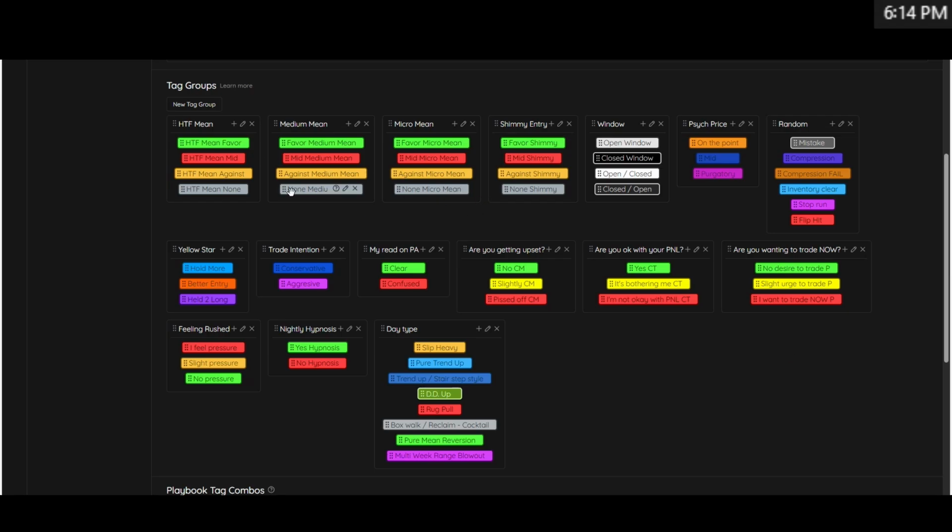I've ordered these things from technicals to management tags down to psychology. And then finally down here, these three groups are going to be the daily tag groups. Starting from up here, these three groups are going to be the same thing. It's just ranges. However, we have a high time frame range, a medium time frame range, and a micro range. So mean favor means fading back into the range.